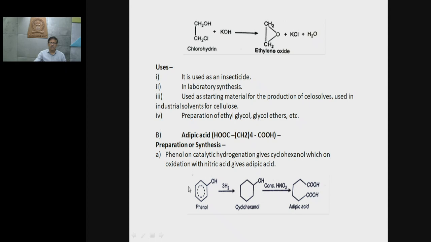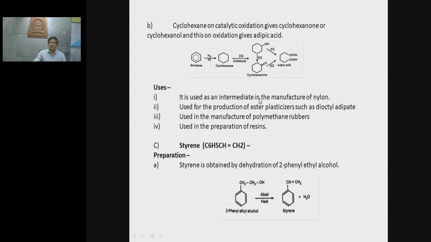So this is the phenol, an aromatic compound. Its catalytic hydrogenation, that is, phenol is unsaturated, and after catalytic hydrogenation it becomes a completely saturated compound, which is known as cyclohexanol. And this cyclohexanol on oxidation with concentrated nitric acid forms the open chain or straight chain compound having two carboxylic acid groups, that is dibasic acid, known as adipic acid. This is the first method.